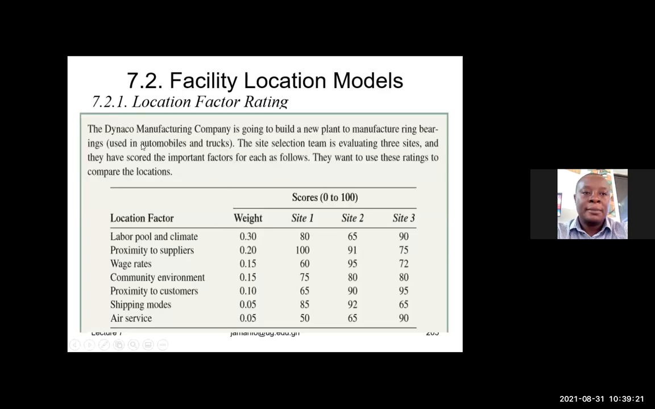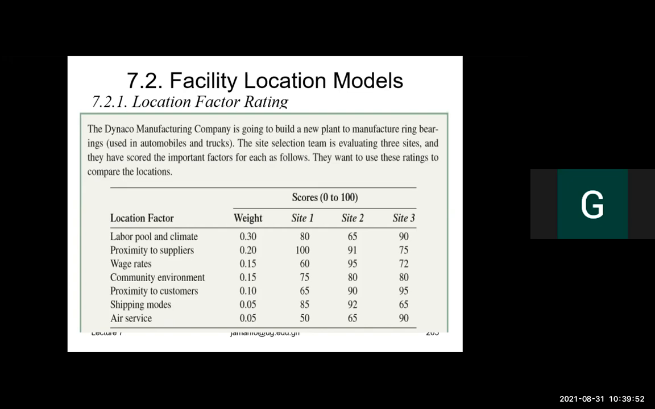Gifty, you are there. Please read this for us. Okay, so location factor rating. The Dynaco Manufacturing Company is going to build a new plant to manufacture ring bearing that is used in automobiles and trucks. The site selection team is evaluating three sites, and they have scored the important factors for each as follows. They want to use these ratings to compare the locations.